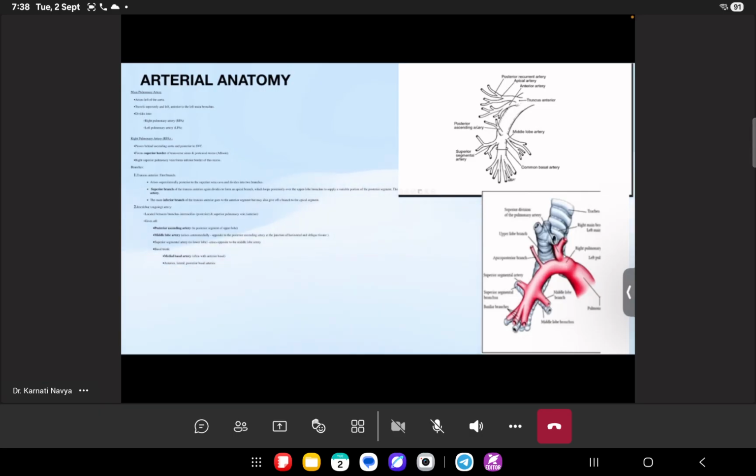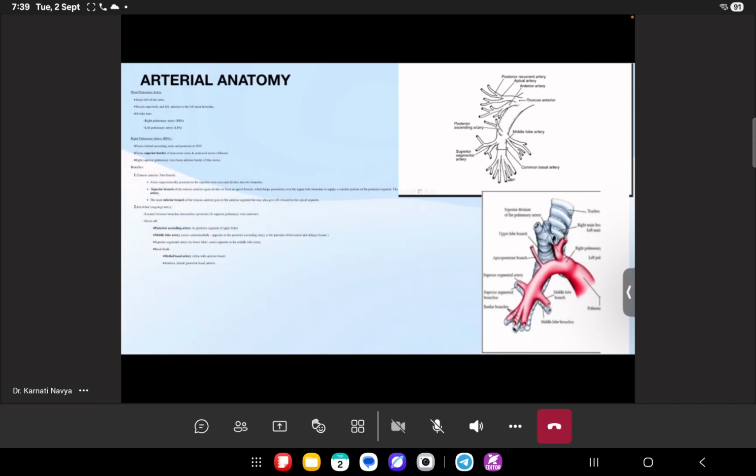Arterial anatomy. The main pulmonary artery usually arises from the left of the aorta, and it travels superiorly and left, anterior to the left main bronchus. It divides into the right pulmonary artery and the left pulmonary artery. The right pulmonary artery passes behind the ascending aorta and posterior to the SVC, and it forms the superior border of the transverse sinus and postcaval recess, called Allison's recess. The right superior pulmonary vein forms the inferior border of this recess.